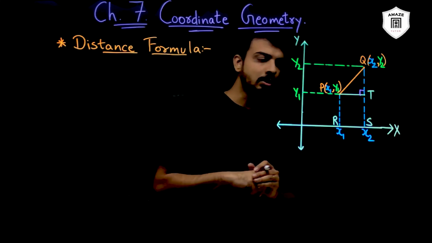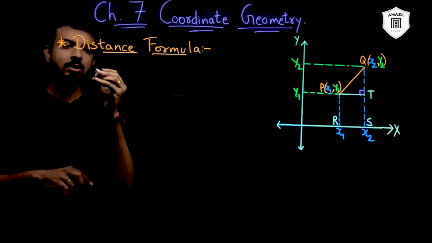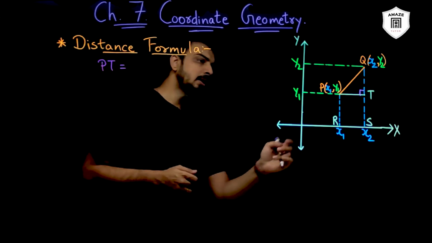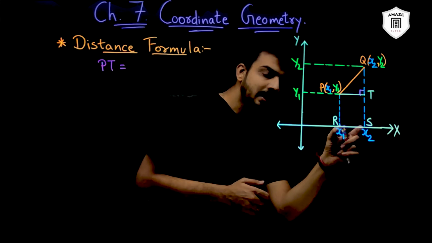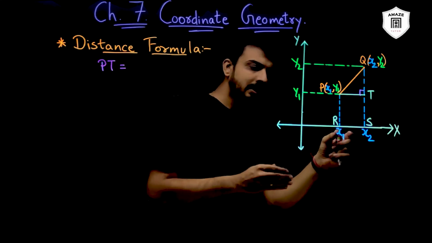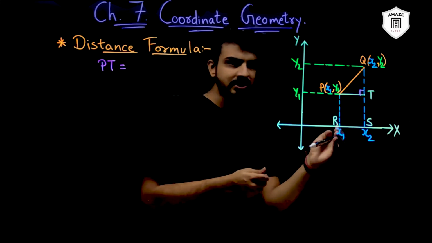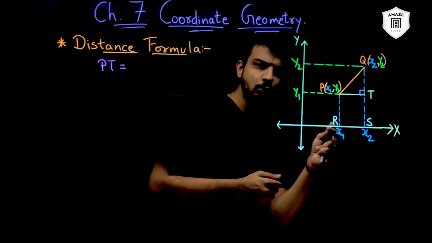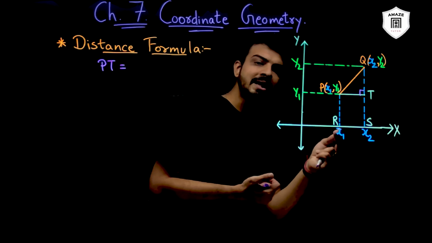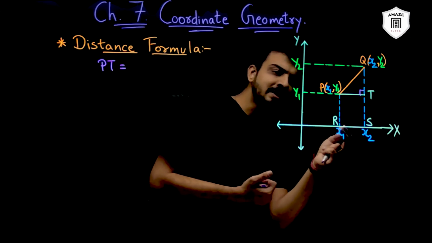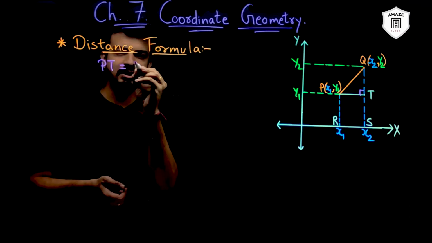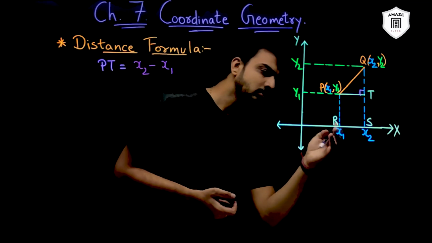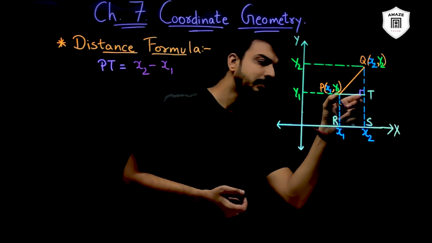So now here, what is the PT distance? PT is nothing but this distance, and this distance we already figured out in the last example, which was this number minus this number. Here it was 4 and here it was 6, so 6 minus 4 was 2. So now we have x2 and x1. So PT will be x2 minus x1, right? As simple as that, the subtraction of both of them. x2 minus x1 will be this distance, or I can say PT.